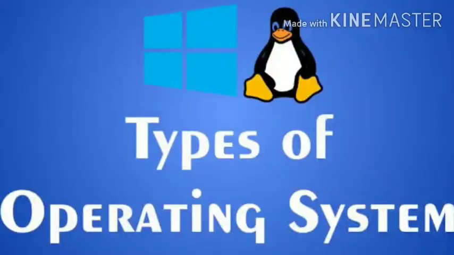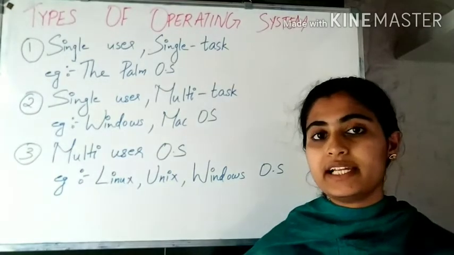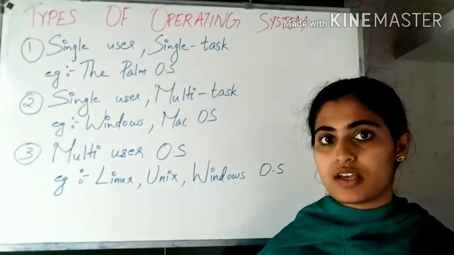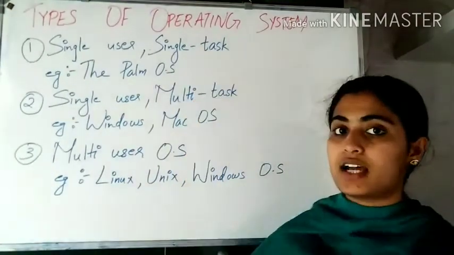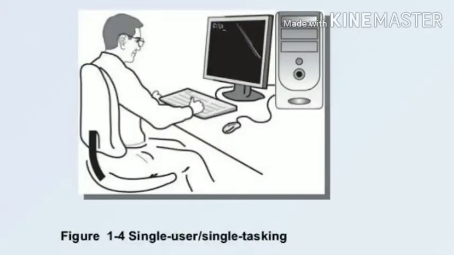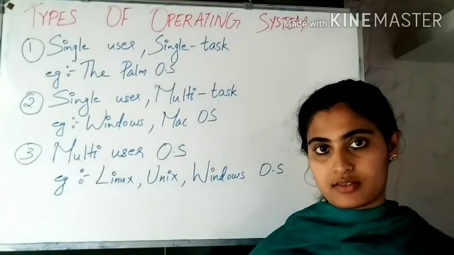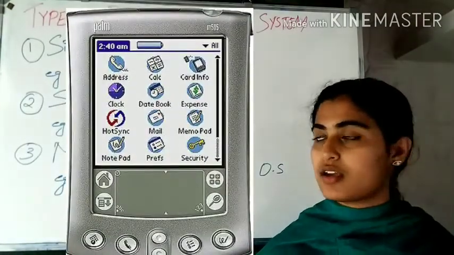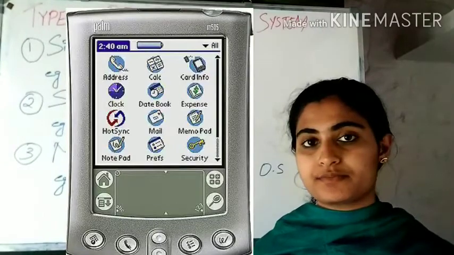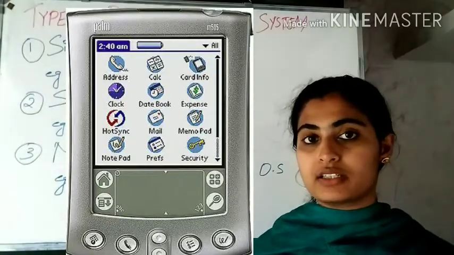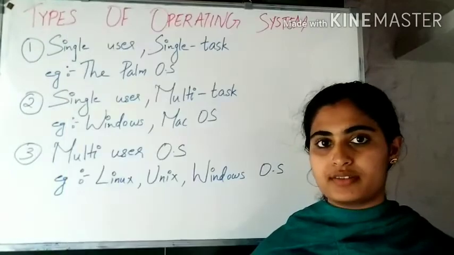Okay. Next topic is types of operating system. There are 3 types of operating system. First one is single user, single task. From the name itself you can understand what it is. That is, only one user is allowed to use the computer at a time, and he can do only one task at a time. Only one person is allowed to use the computer and he can do only one task. An example is the DOS operating system. This was the operating system that we used in our earlier days. Now we are not using this operating system.